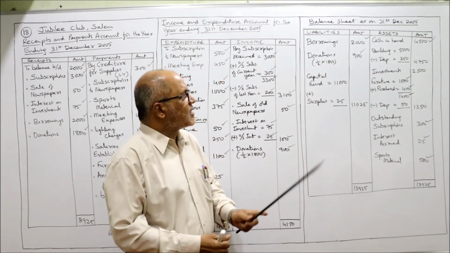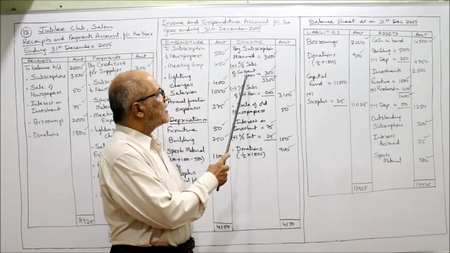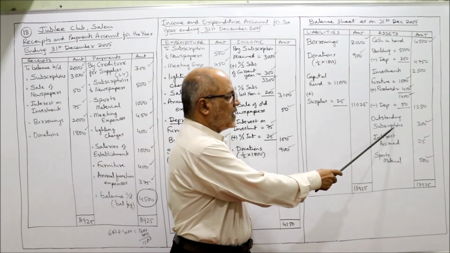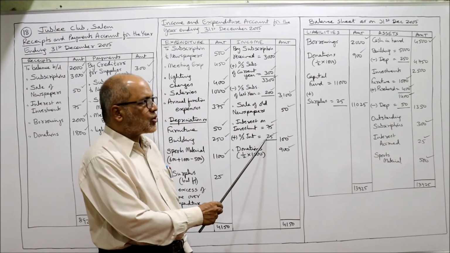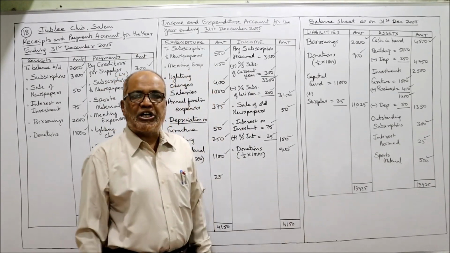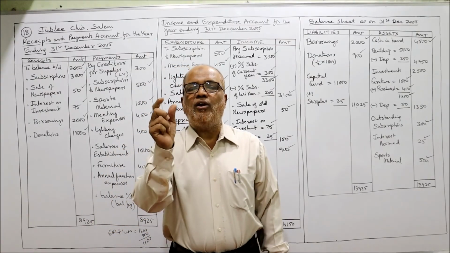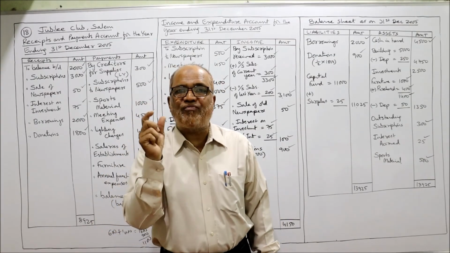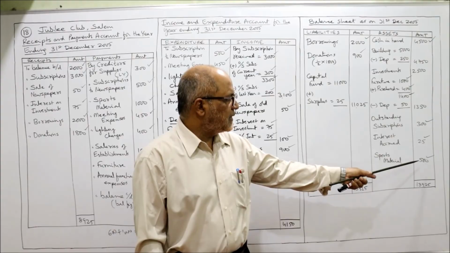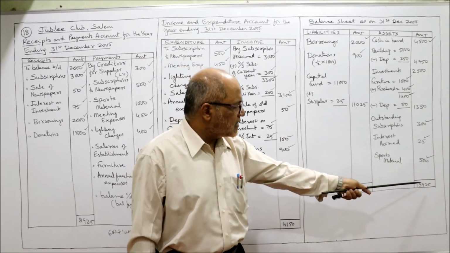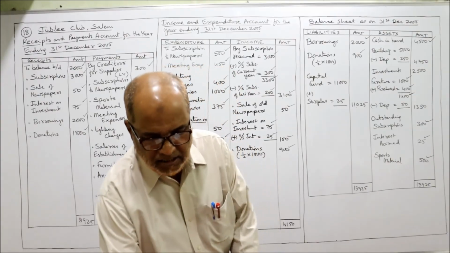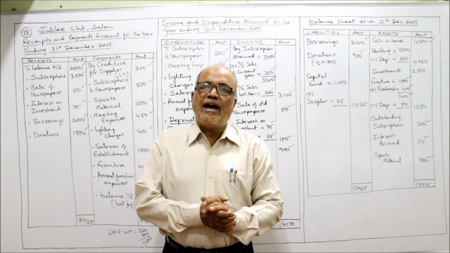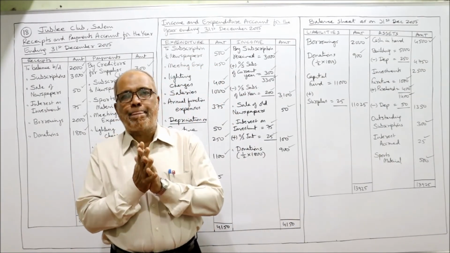Now outstanding subscription 300. So current year's outstanding subscription 300. Interest accrued. Current year's interest receivable is 25. Then sports material. At the end of the year, the value of stock of sports material is 500, given in the problem. That's it. Take the total of the asset side, 13,925. Balance sheet tallied. So this is the end of the 18th problem.